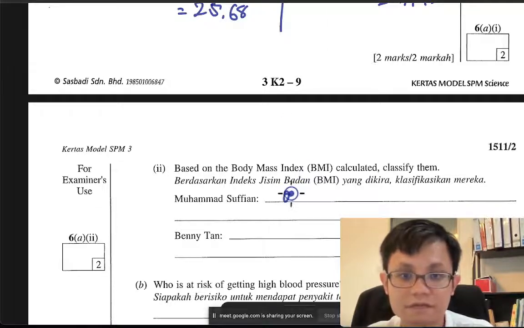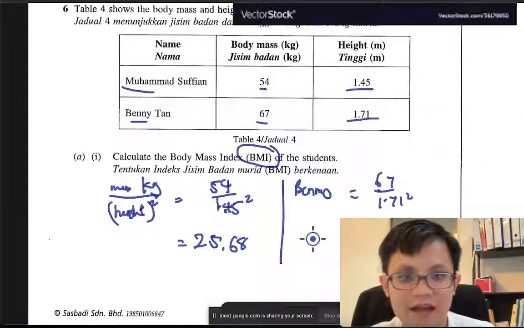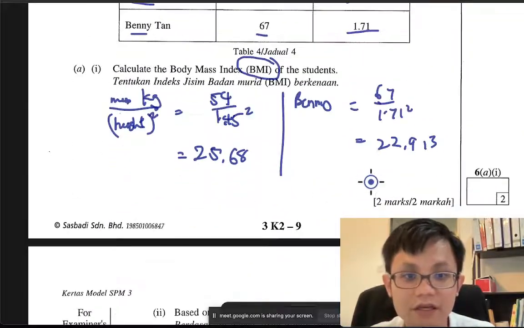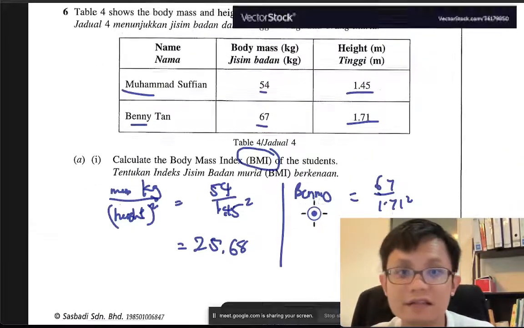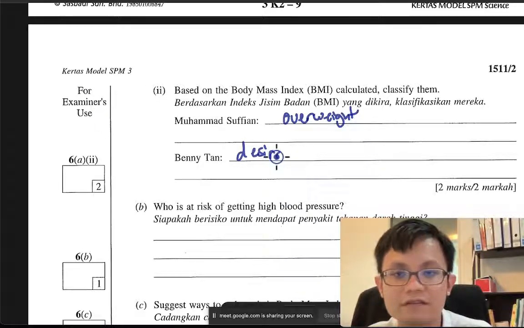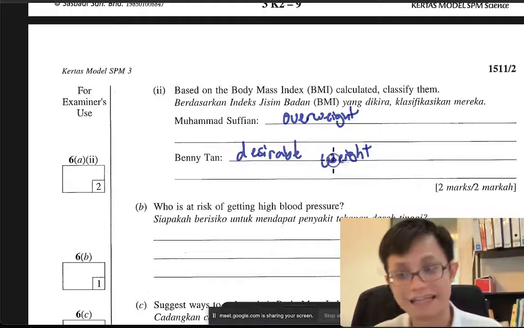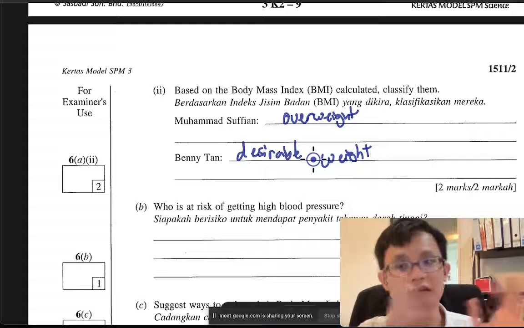Overweight. And for Benny Tan, it will be 22.9, so it will be considered as desirable weight. Wow, desirable weight. But of course sometimes this is slightly not accurate, but I think doctors have a graph.